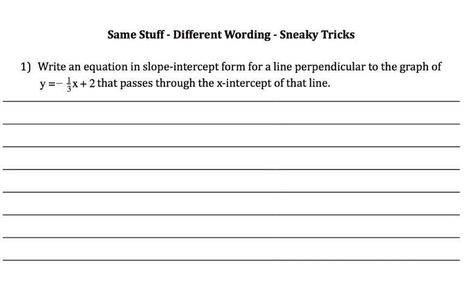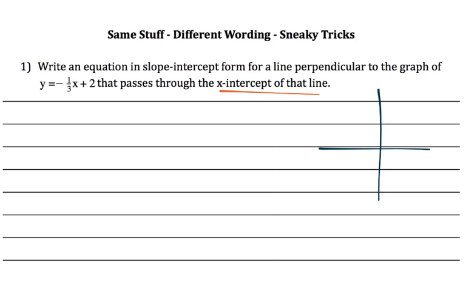Write an equation in slope-intercept form for a line perpendicular to the graph of y equals negative 1/3 x that passes through the x-intercept of that line. So it's really the same stuff we've done, but there's a different set of clues that are hidden. For this one I'll sketch something, and you can sketch this as well. So here's a graph.